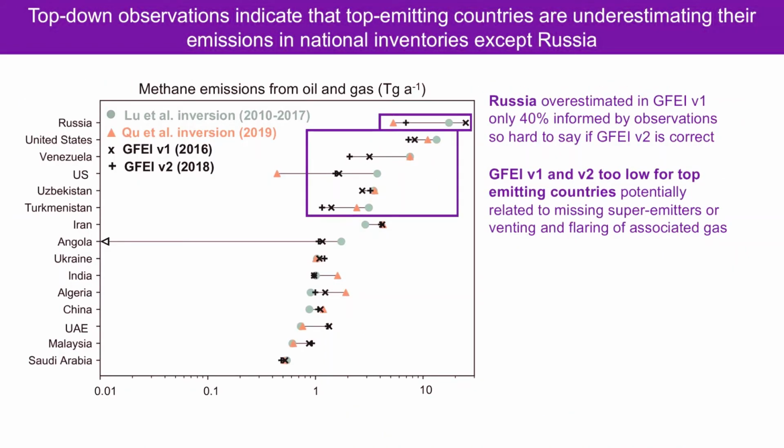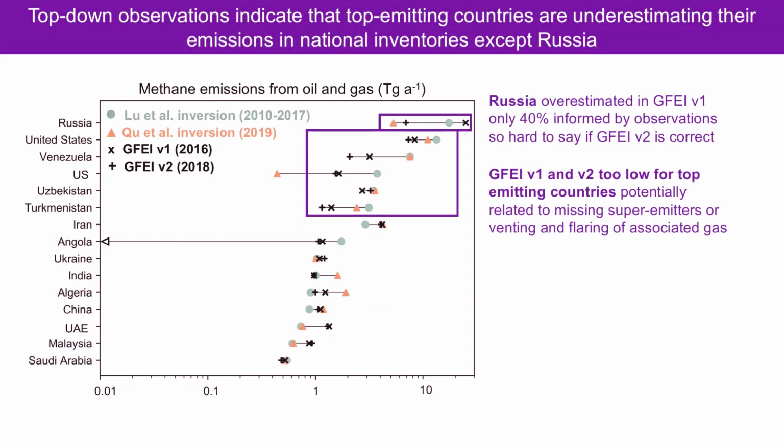Okay, so here are just some of the inversion results. I'm showing countries on the y-axis and methane emissions on the x-axis. This is showing the methane emissions by country for the top emitting countries.